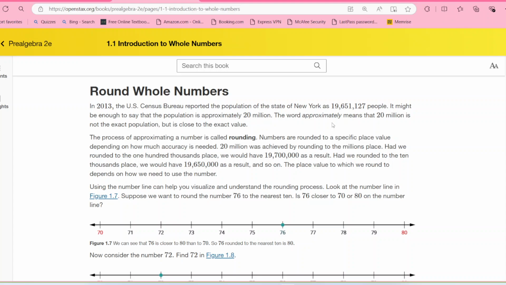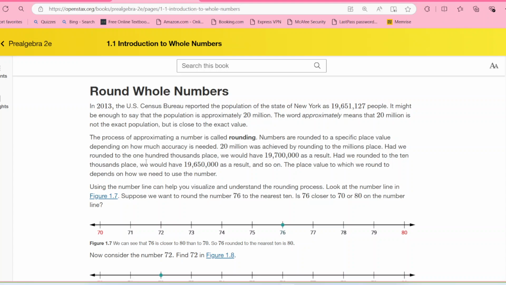The word approximately means that 20 million is not the exact population, but is close to the exact value. The process of approximating a number is called rounding. Numbers are rounded to a specific place value depending on how much accuracy is needed. 20 million was achieved by rounding to the millions place.